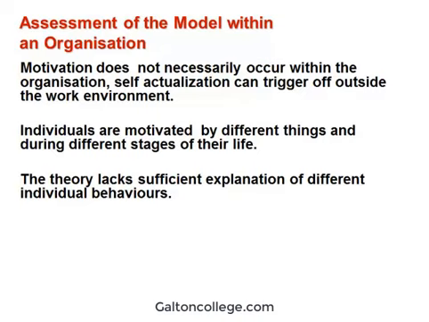The theory lacks sufficient explanation of different individual behaviors. It doesn't really tell us about individual behaviors. Maslow's hierarchy of needs is a good structure to understand how we move from one set of motivators to the next, but it doesn't really tell us anything about the mechanisms, how we try to move from one to the next. It doesn't give us the bridges between one set and the next.